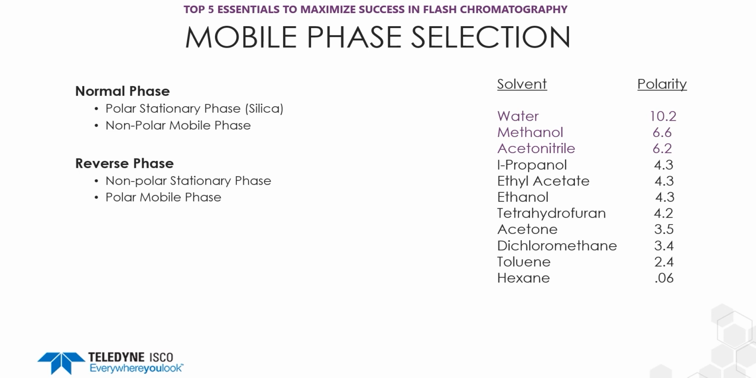So the strong solvent in reverse phase is actually more non-polar. So if we look at methanol and acetonitrile, they're going to interact more with the C18, the C18AQ, or the C8. So that's going to be able to pull more compounds off of that nonpolar stationary phase.